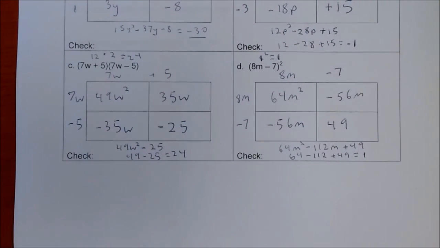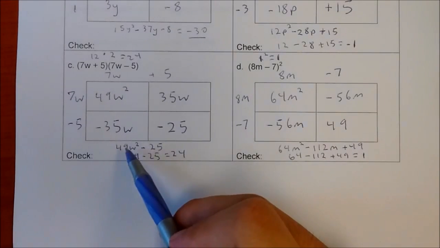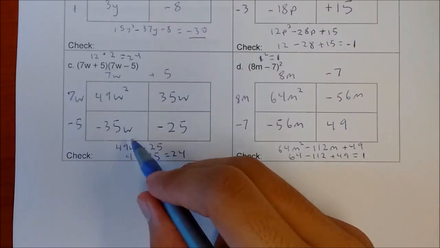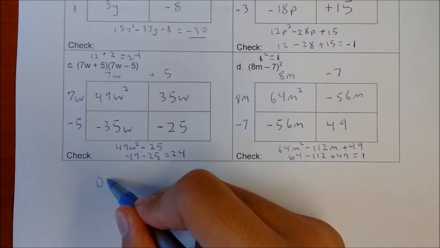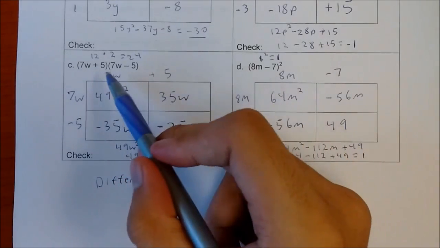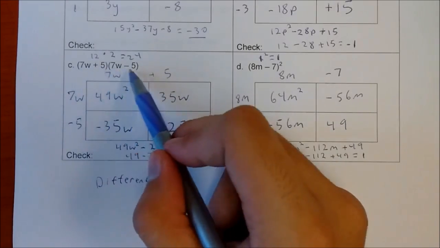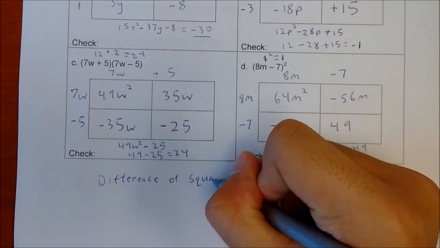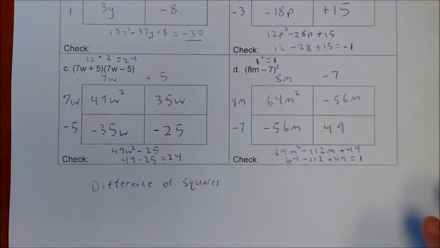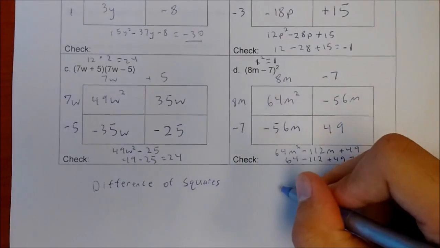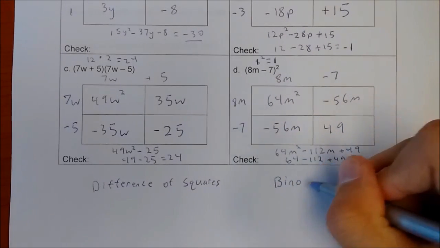So I want to highlight C and D as being special cases. If you notice, 49 is 7 squared and 25 is 5 squared, so we can call this one a difference of squares. This occurs when we have two binomials that are the same first term but a different second term. And here we notice that we have 8m minus 7 squared, and we typically just call this a binomial squared.